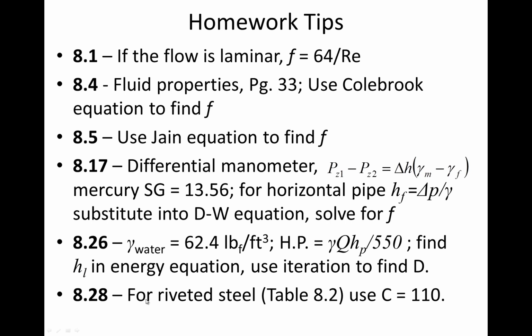And finally, for problem 8.28, I wanted to mention that there's a range of values that can be used for riveted steel. If you turn in your text to table 8.2, which is on page 231, you'll see that riveted steel coated has a C value that goes from 90 to 110, and riveted steel welded goes from 100 to 140. So just for purposes of standardization, let's all use the same C value for the Hazen-Williams coefficient of 110 on that problem.